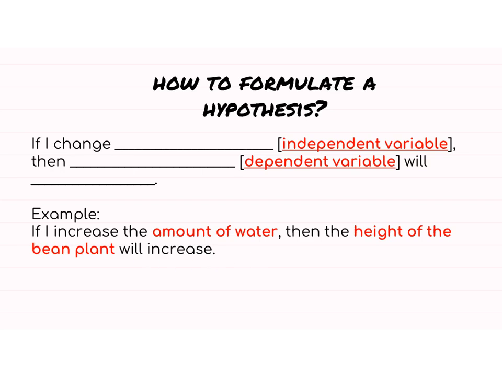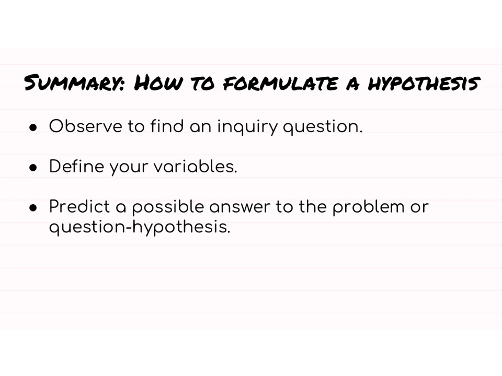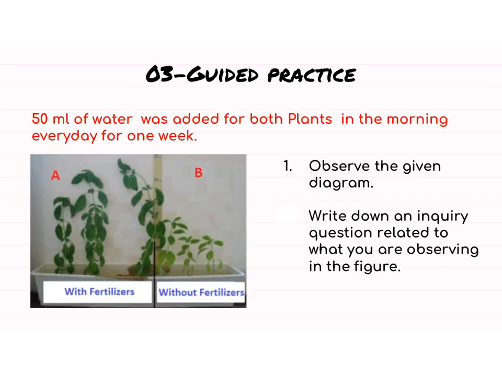As a summary, the hypothesis should start with an if clause that indicates the change in the independent variable, followed by then, which will indicate the predicted change in the dependent variable. So as a summary, how to formulate a hypothesis? You have first to start with your own observations to find an inquiry question. You have to define the variables and then you have to predict a possible answer by writing a hypothesis. Finally, we will start practicing together writing a hypothesis.